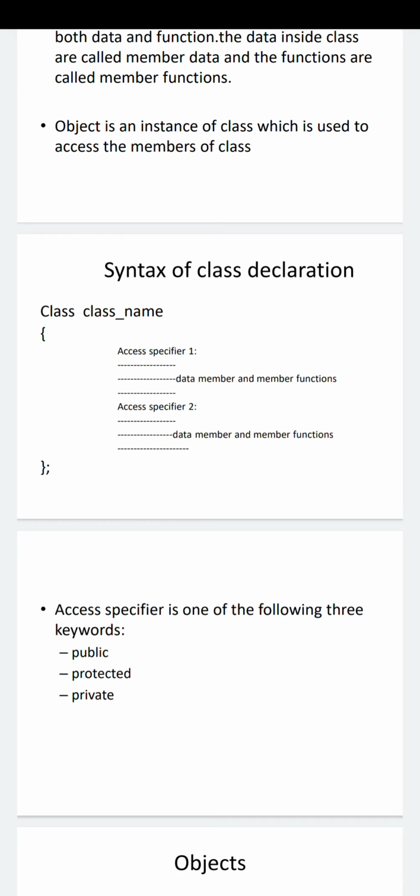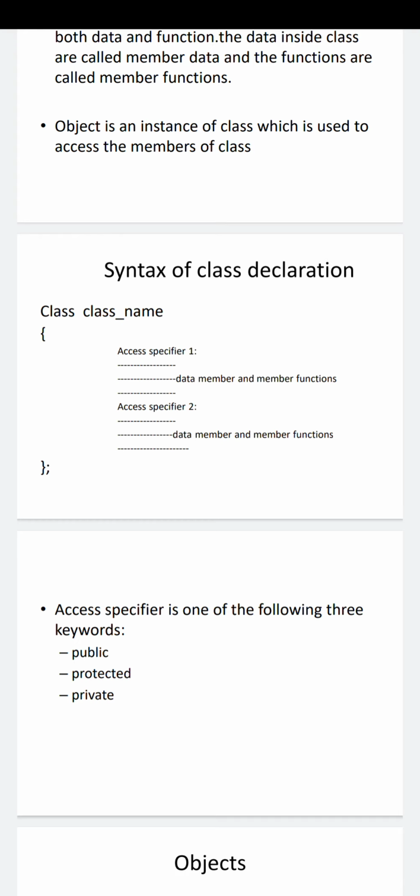The class name should start with any character and it can also contain some underscores, but special symbols are not allowed. Also, you cannot use any reserved word or keyword for the class name.